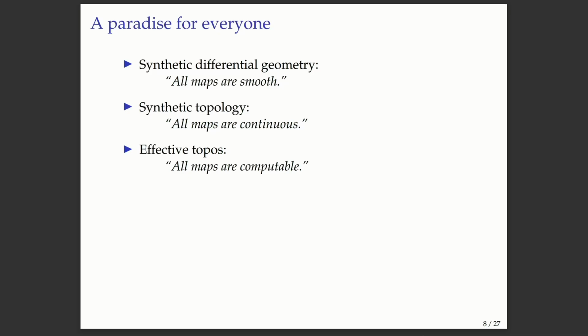Like, for instance, in synthetic topology, for fairly trivial reasons, you're going to have the statement all maps are continuous, and everybody will be very happy because, you know, all maps are continuous in topology. And similarly, in synthetic computability, and more particularly in the effective topos, it's going to validate the statement all maps are computable, whichever way this is precisely stated. These are somewhat informal statements here. I did not explain the details, of course.